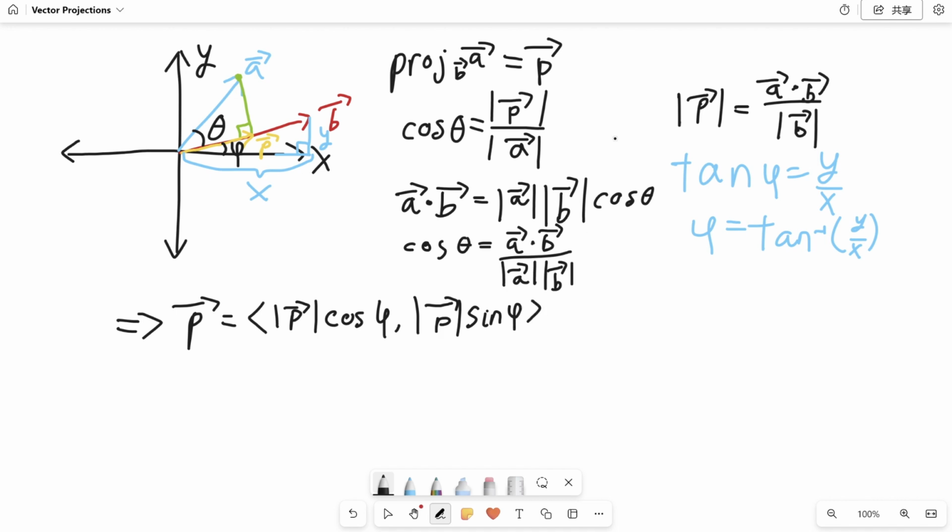Another thing I want to talk about is comp, C-O-M-P. That is still the projection of vector A over vector B. However, this gives us the magnitude of vector P. So this formula is over here, and then this formula is over here.